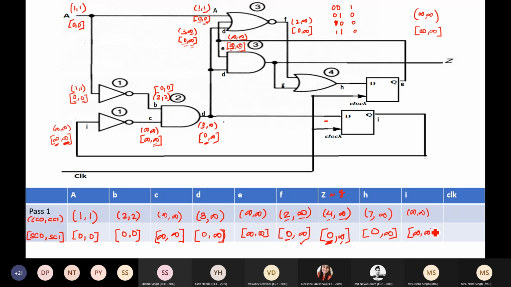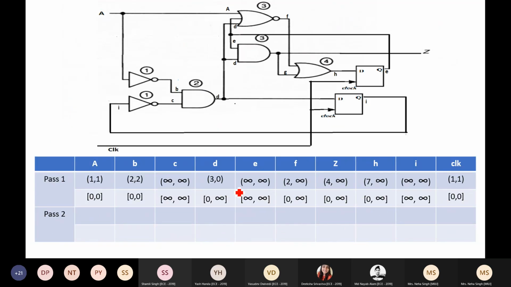What about the clock? The clock behaves as a primary input, so I should initialize it as a primary input. The value that A had as a primary input will be the same for the clock. So combinational controllability is initialized to 1, and sequential controllability is initialized to 0. So this is the first pass. But right now the output of my D flip-flop is neither controlled nor observed, because more cycles will be involved in analyzing the output at the D flip-flop. This is the first pass. Some values will be updated when I work out the second pass. These are my initial values.